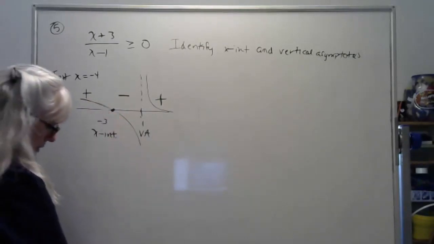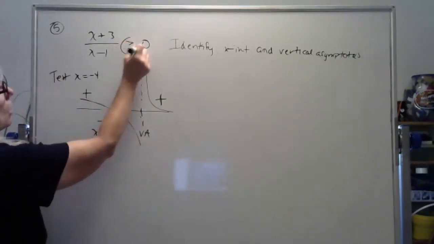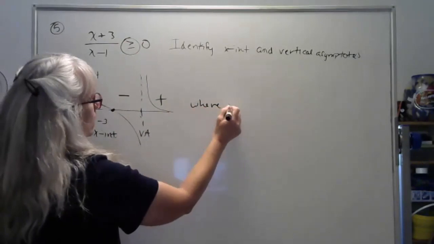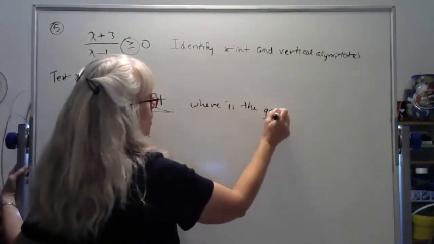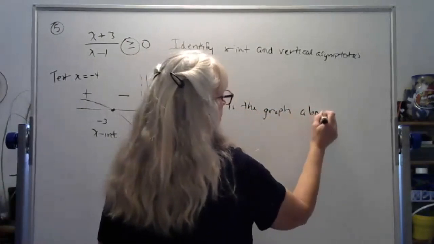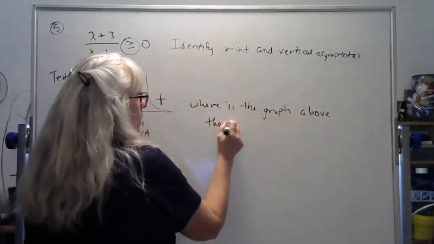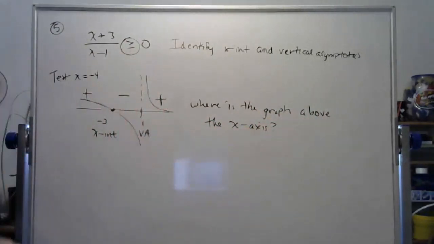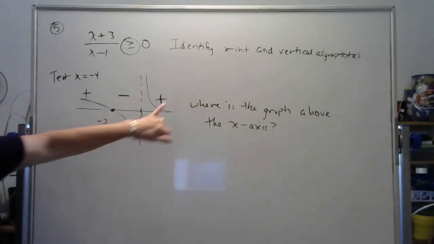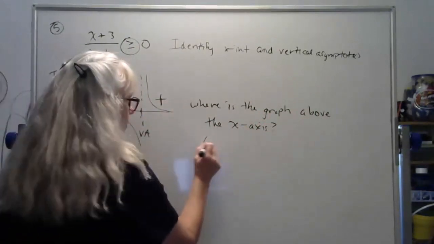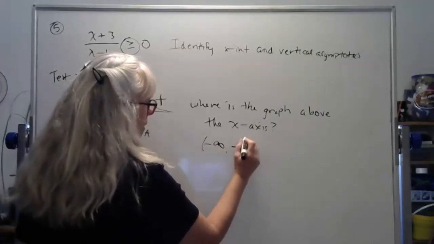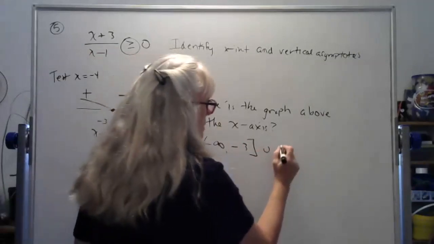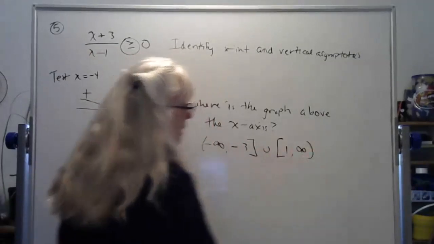Well, now we have to go address the actual inequality. The inequality says we need to pick where it's above. So where is the graph above the x-axis? And that's what it's asking us. So this graph is above the x-axis over here, and then again over here. So we're going to go from -infinity to -3 with a bracket. And then we're going to go from, and I'm going to make a mistake here on purpose, 1 to infinity.